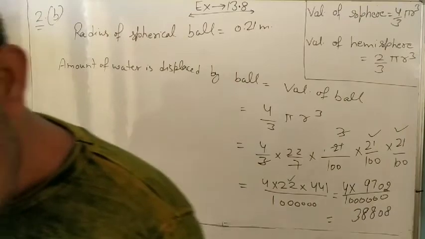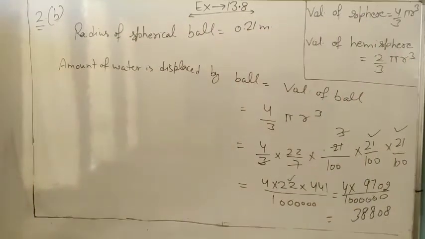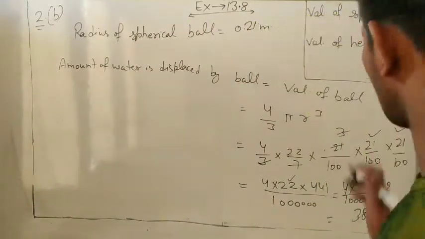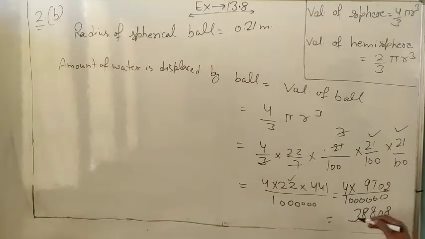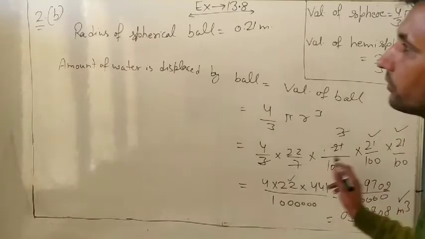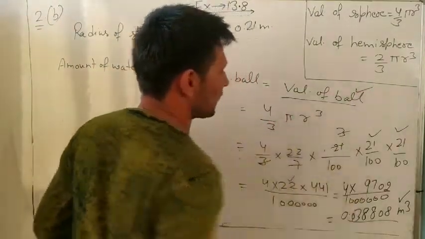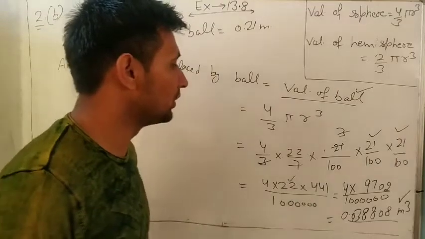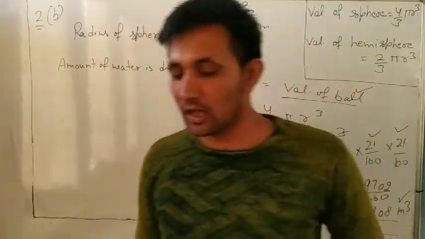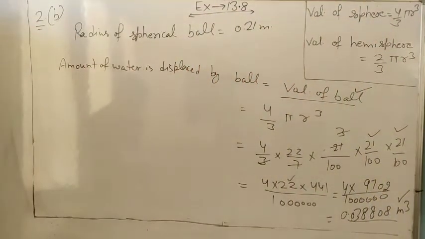And how many zeros are given? Meter. So we have to find the water. Radius is 21, so how many zeros? 6 zeros after. That means the volume is 0.038 meter cube of the ball. That means this much water is displaced. Understand or not? Otherwise it is meter cube. We can change it into liter also. So this is the second question, B part.